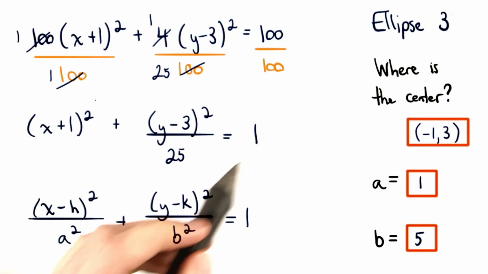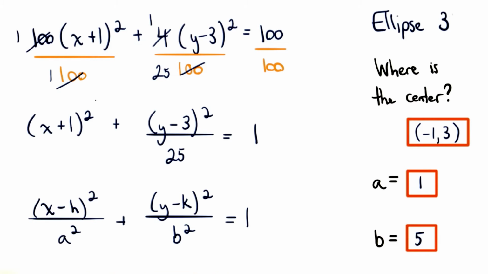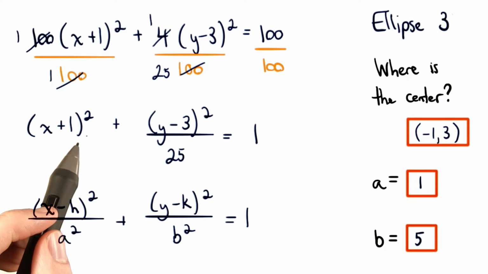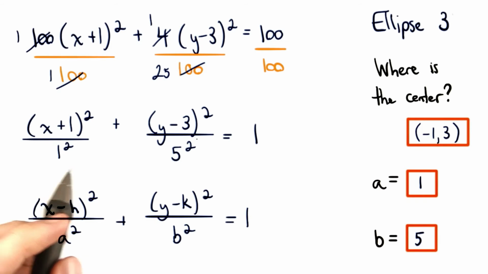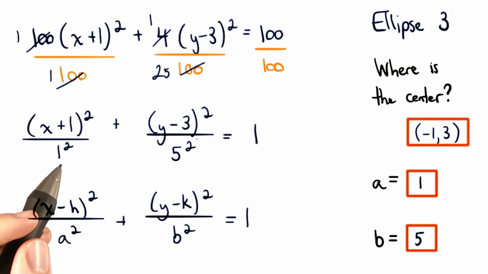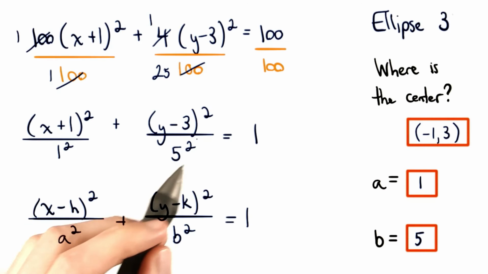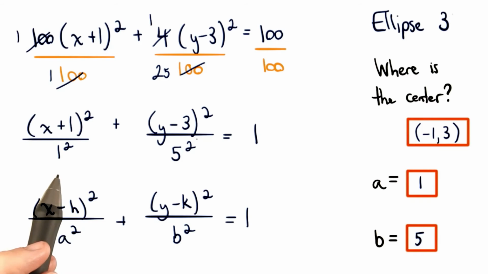Now we want this equation to look like this one. But notice I don't have an a squared term. I don't exactly have a fraction here, but really I do. Remember, we can divide any expression by 1. Dividing by 1 will give us the same exact expression. So now I can rewrite these two denominators with 1 squared equaling 1 and 5 squared equaling 25. This is how we get the values of a and b.